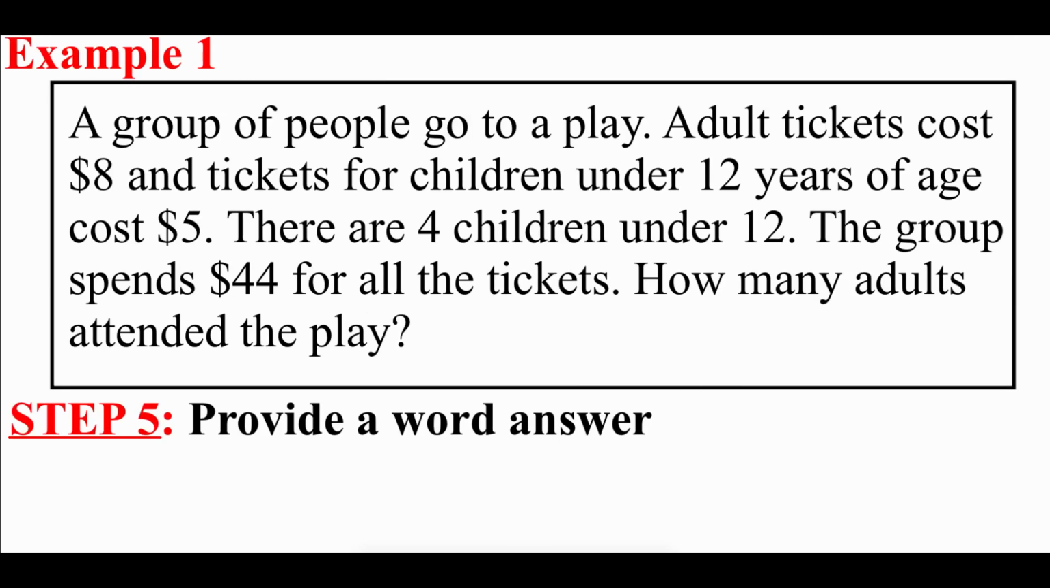Now for step number 5, we're supposed to take that a value of 3 that we just got, and we're supposed to provide a word answer that gives us some context for the problem. At the very beginning, we said we were trying to figure out how many adults attended the play. So that a value of 3 really means something to us. That a value of 3 means that 3 adults attended the play. So I'm going to write that out as my word answer.